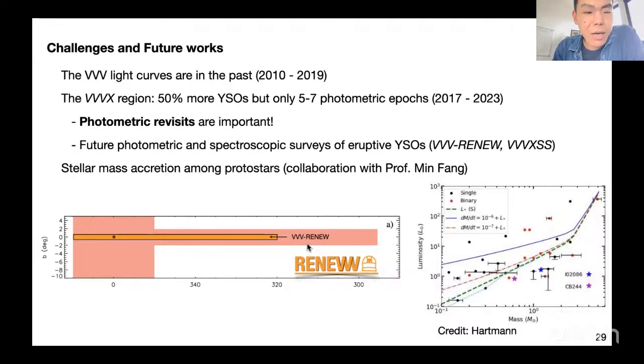In the end, our final project is to study stellar mass accretion among protostars, because currently we have a good sample of spectroscopic data of classical T Tauri stars that we can observe in the optical. But for protostars, we have to observe them in the near infrared. With a large group of these protostars, we can understand the mass accretion rate among protostars and how the mass accretion evolves from protostars to T Tauri stars.